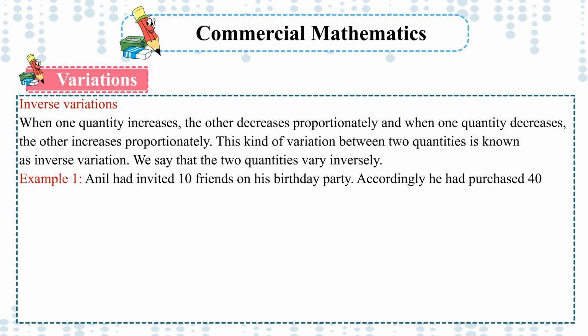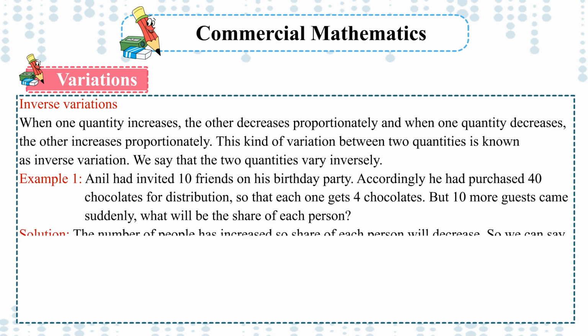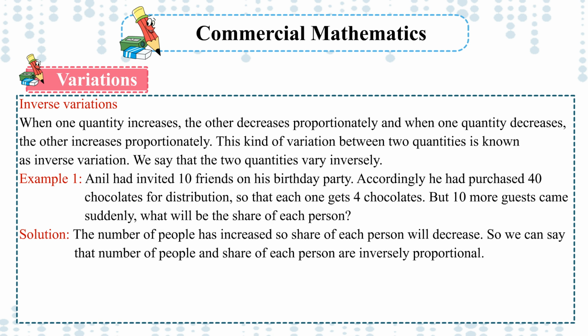Example 1. Anil had invited 10 friends on his birthday party. Accordingly, he had purchased 40 chocolates for distribution, so that each one gets 4 chocolates. But 10 more guests came suddenly. What will be the share of each person? Solution: the number of people has increased, so the share of each person will decrease. So we can say that the number of people and the share of each person are inversely proportional.